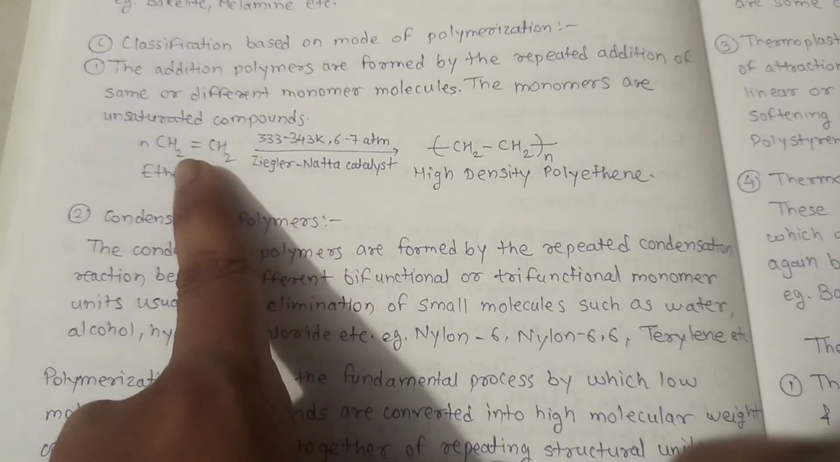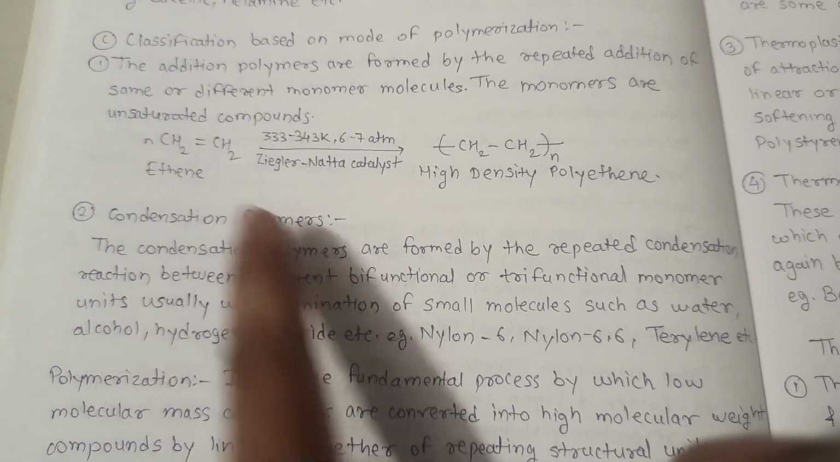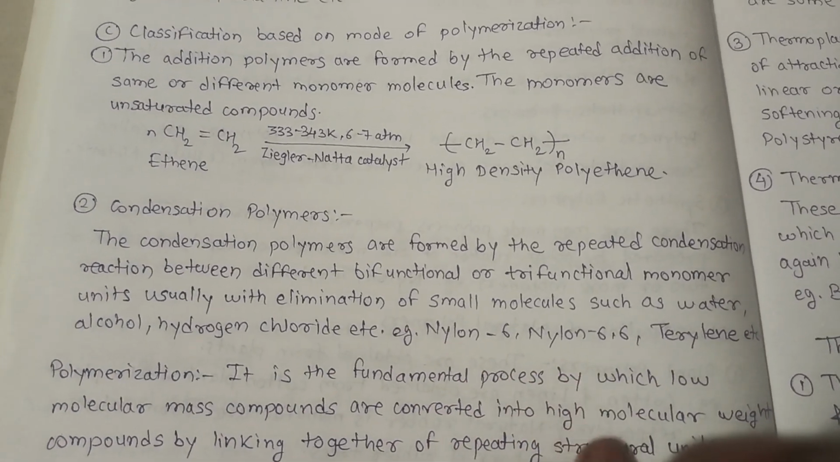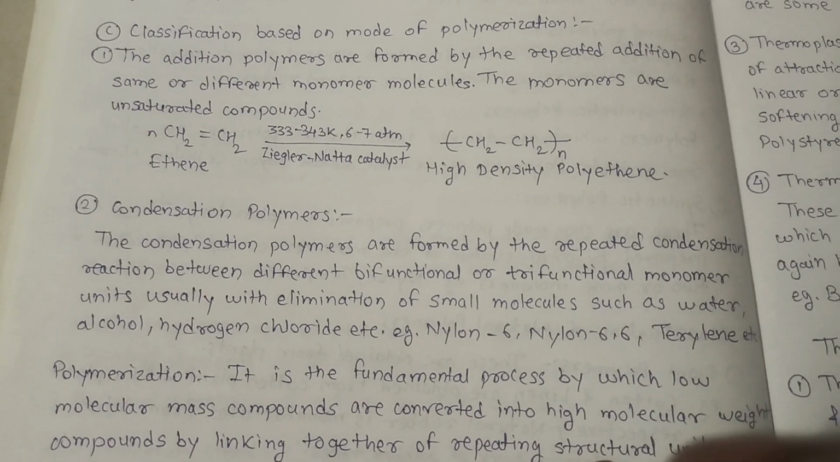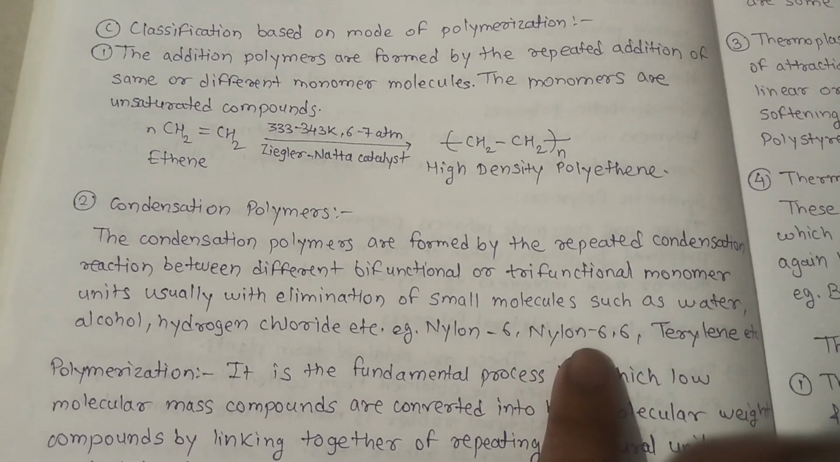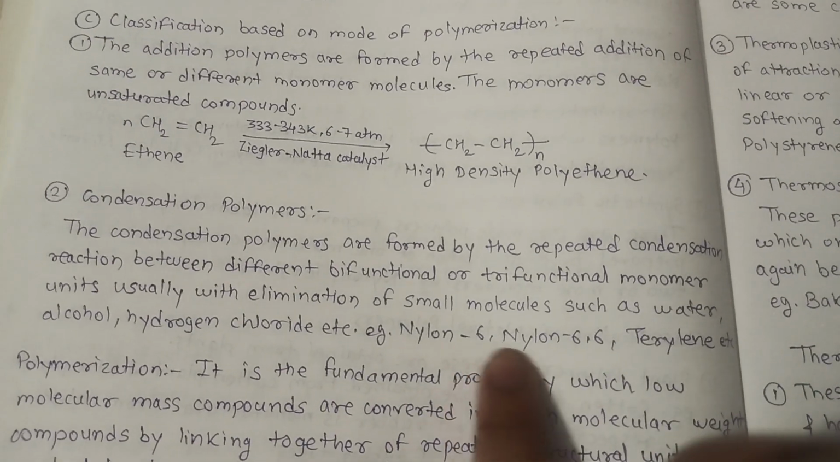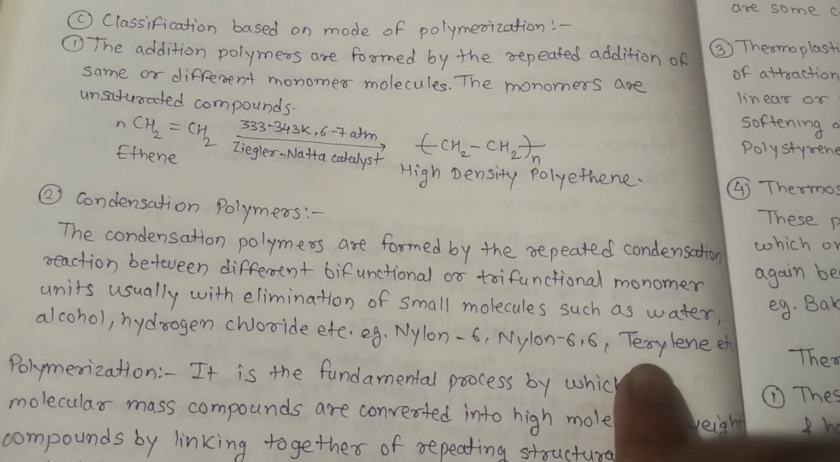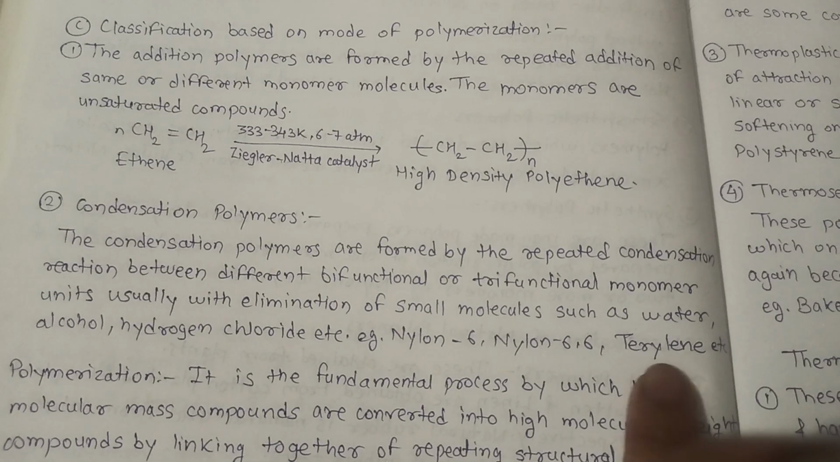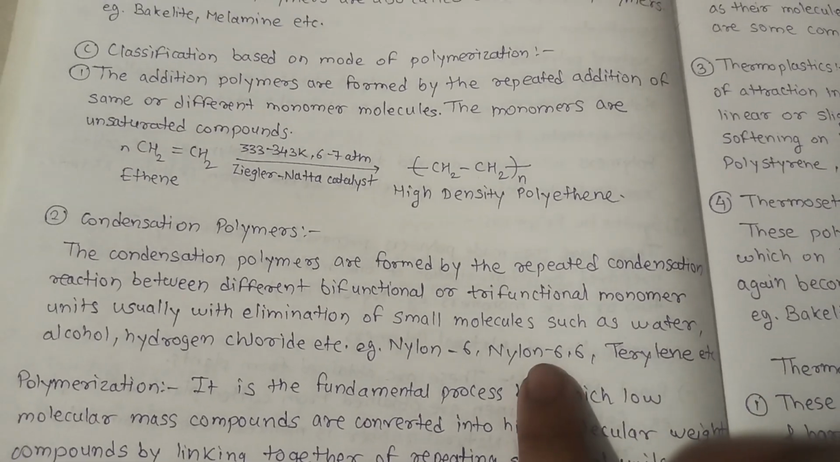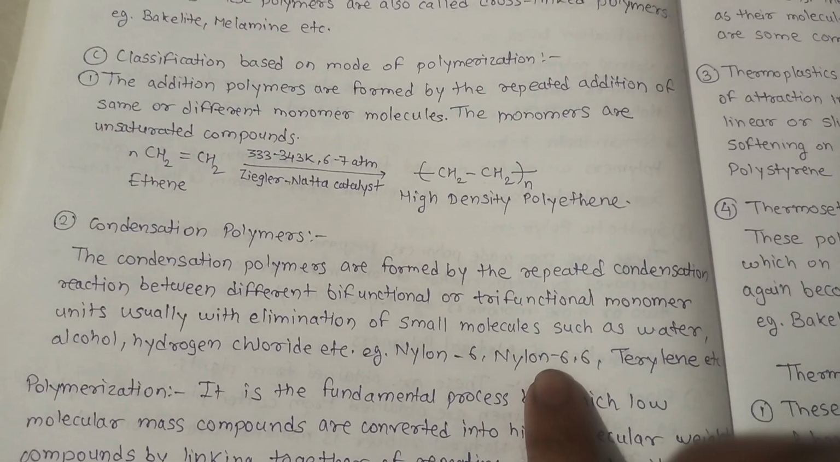In addition polymers, only a single monomer is used, that is ethylene. But in the preparation of these polymers, two or more monomers are used. For example, in the preparation of terylene, ethylene glycol and terephthalic acid are used, and for nylon 6,6, adipic acid and hexamethylene diamine are used as monomers.